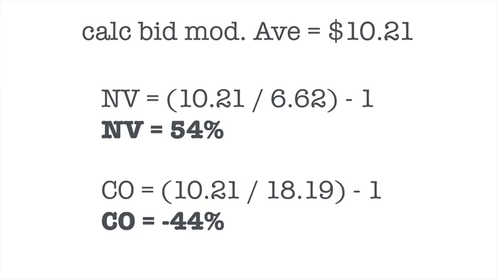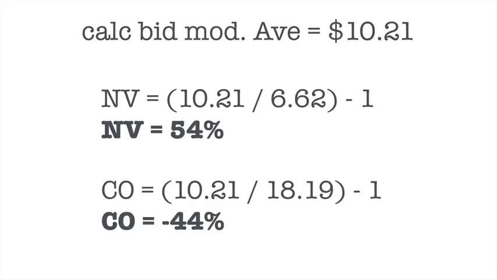Well, first of all, I've got to look at the average. And the average in this case was $10.21. And so for Nevada, I take the average CPA, divide that by the CPA for my target entity, so my CPA for Nevada in this case, divide one by the other, minus 1, and then multiply that by 100 to get a percentage. That gives me 54%. For Colorado, that was the expensive one, I've got $10.21 divided by $18.19, minus 1 times 100, gets me a bid mod of minus 44%. So in other words, I need to decrease my bid by 44% for Colorado.